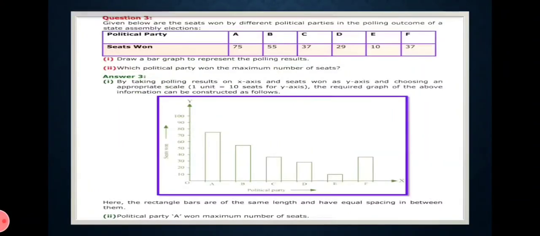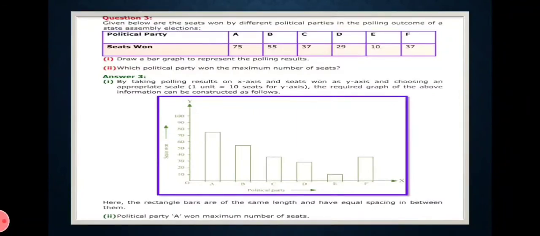Now next question number 3. Given below are the seats won by different political parties in the polling outcome of a state assembly elections. Yes. Information is given in a table. You have to draw a bar graph to represent the polling results. And second, you have to answer which political party won the maximum number of seats.